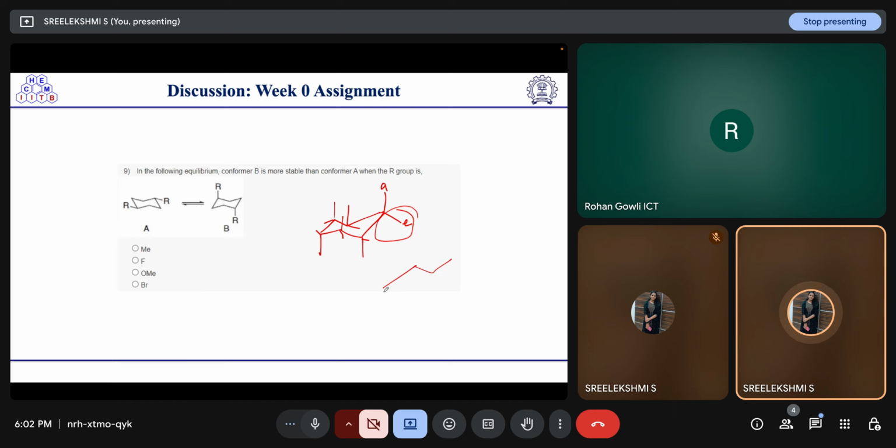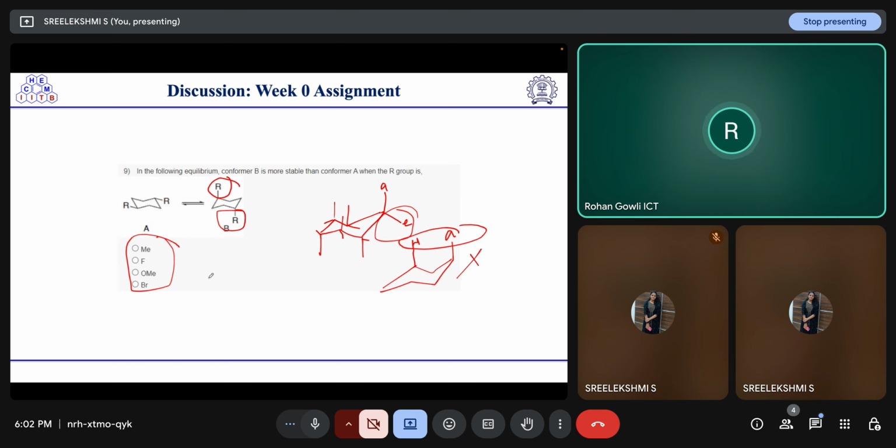So that is because if a group is in the axial position, it can interact with this hydrogen here. So this is a destabilizing interaction. We will say 1,3 diaxial interaction. So that is a destabilizing interaction. So that molecule will not be stable in that axial position. So it prefers to stay in that equatorial position only. But in the case of these four groups, when one particular group is coming, it prefers to stay in this axial conformation. So, which group would that be?